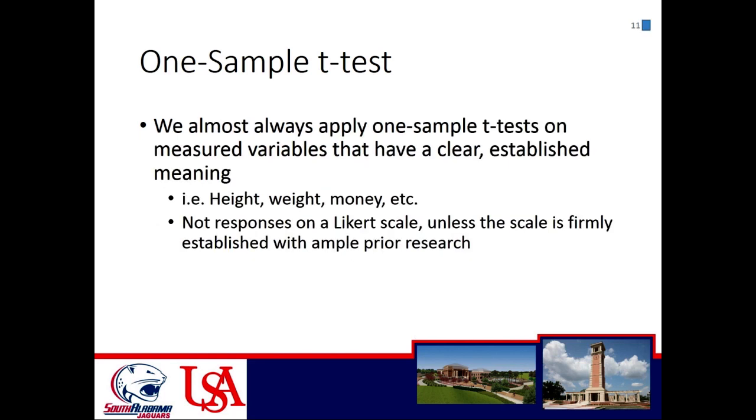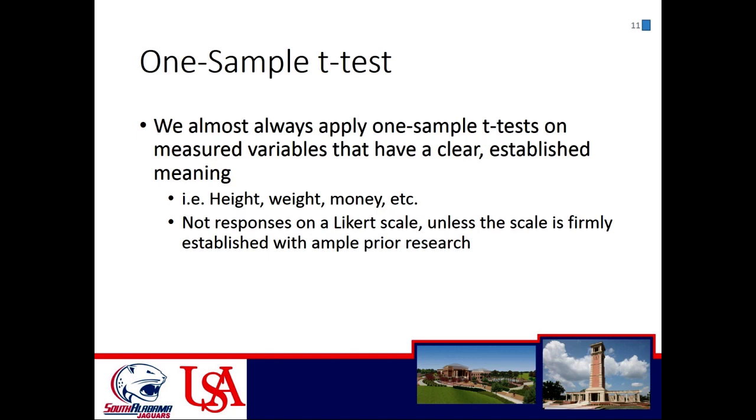Okay. One thing to note though is we almost always apply a one sample t-test on measured variables that have a clear established meaning. So usually things like height, weight, money. Height we can measure in inches, weight we can measure in pounds, money we can measure in dollar amounts. That has a firm meaning behind it. Each of those we can just say the number and everyone knows what that means. However, we typically do not apply a one sample t-test on things that do not have an established meaning.